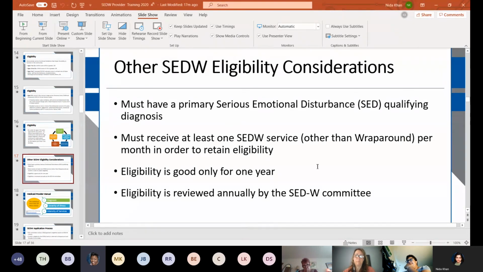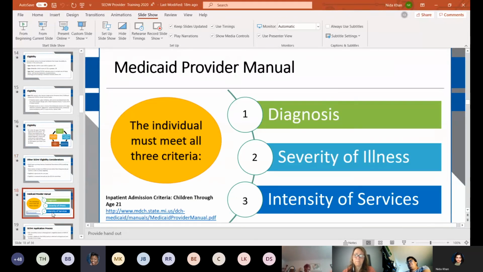So keep in mind too, when a family comes on, that eligibility is good for a year. So you want to ideally start with discharge planning, which I think is in most of our services, during the intake, because the ideal is to look at how we can get this family, the child specifically, but the supports for the family, stabilized in a year and, for those people who have traditional insurance, hopefully be able to transition them back to their commercial insurance. And just to know that eligibility is reviewed annually by the SED waiver committee that Nada mentioned earlier, and that we ultimately are looking at the MDHHS criteria when that happens.